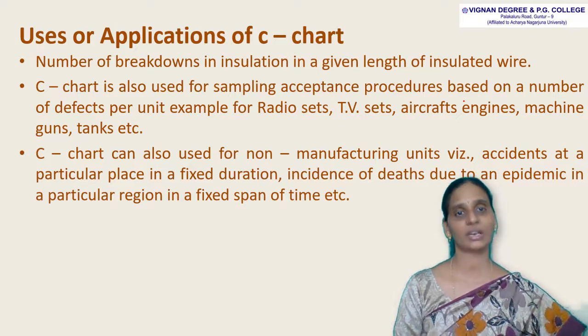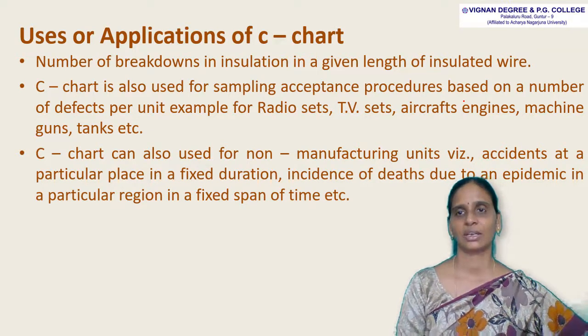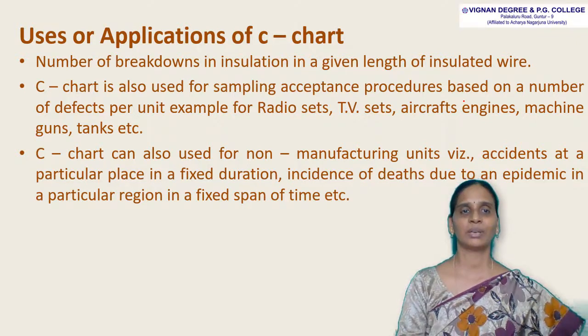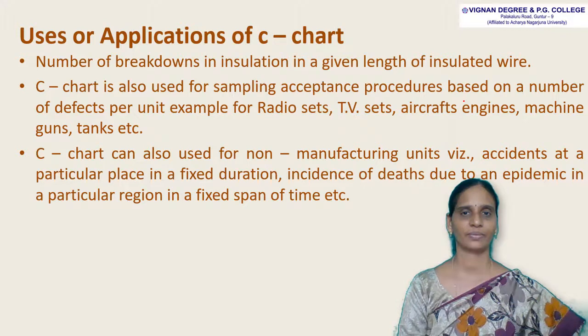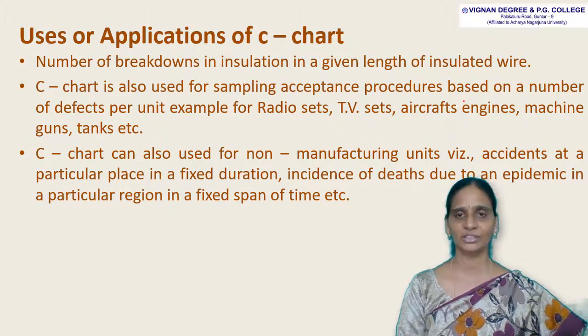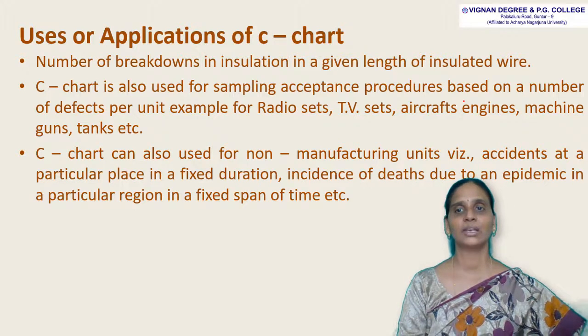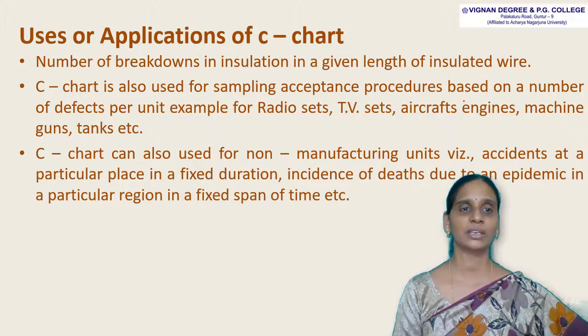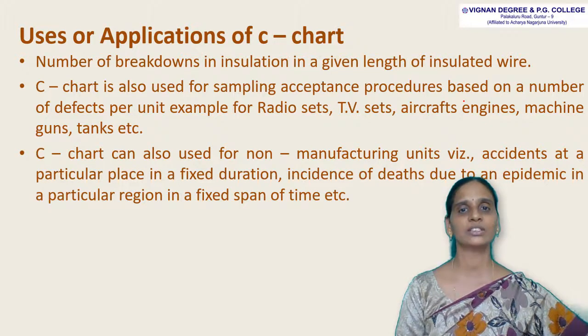So the C chart can also be used for non-manufacturing units. Accidents at a particular place in a fixed duration. And next, non-manufacturing is incidents of deaths due to an epidemic in a particular region in a fixed span of time.